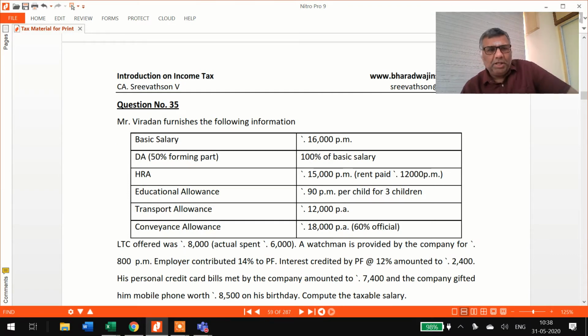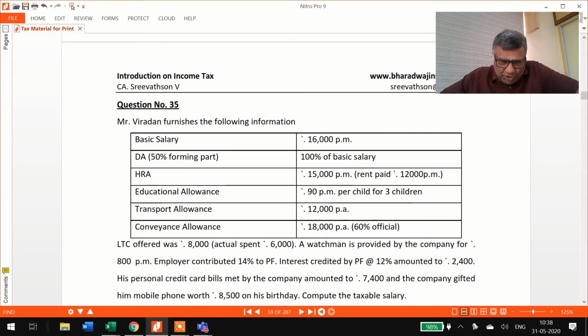Question number 35. Mr. Viradan furnishes the following information. Basic pay 16,000 per month. DA 100% of basic pay, 50% forms part. Repeating, how to read it? DA 100% of basic pay but 50% forms part. HRA 15,000 per month, rent paid 12,000 per month. Educational allowance 90 per month per child for 3 children.